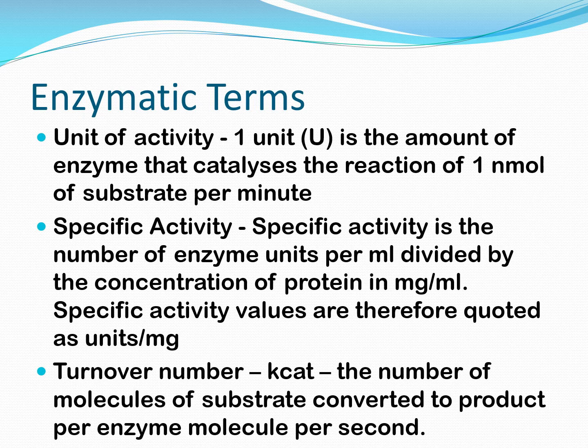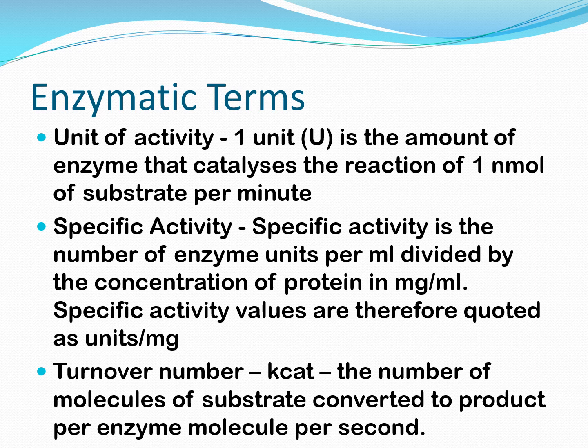First and foremost, we define enzymatic terms. So unit of activity is 1 unit. It's the amount of enzyme that catalyzes the reaction of 1 nanomole of substrate per minute. Specific activity is the number of enzyme units per ml divided by the concentration of proteins in milligrams per milliliter. Specific activity values are therefore quoted as units per milligram.